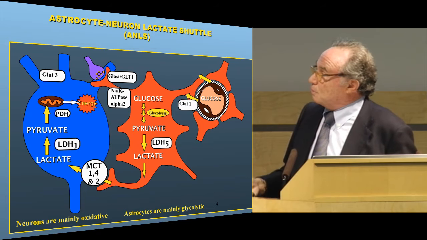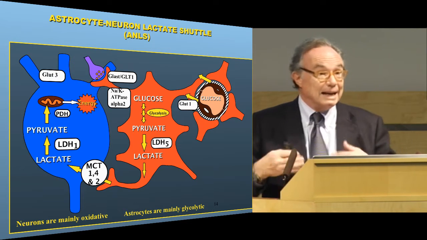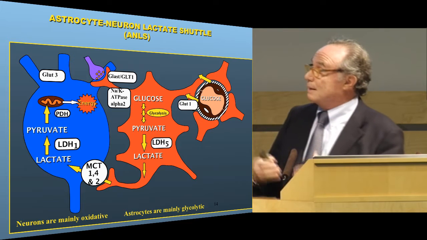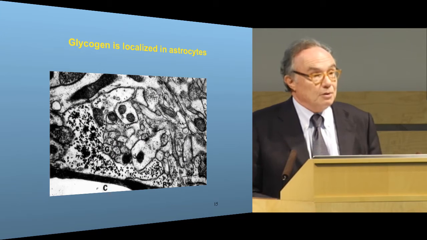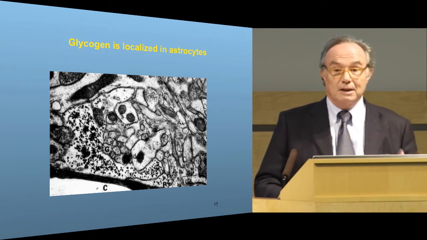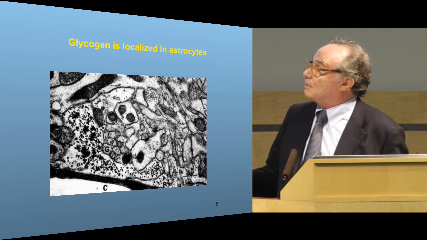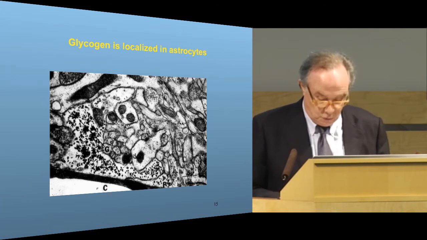But essentially it also provides, and there is several evidence for this, that astrocytes are mainly glycolytic, so they produce lactate, and neurons are mainly oxidative. Now, there is another interesting feature about astrocytes in relation to brain energy metabolism. They are the only cells that express glycogen. You see here a capillary, you see here an astrocytic end foot, and you see it is filled with electron-dense granules, which are glycogen, and you see here the neuropil.